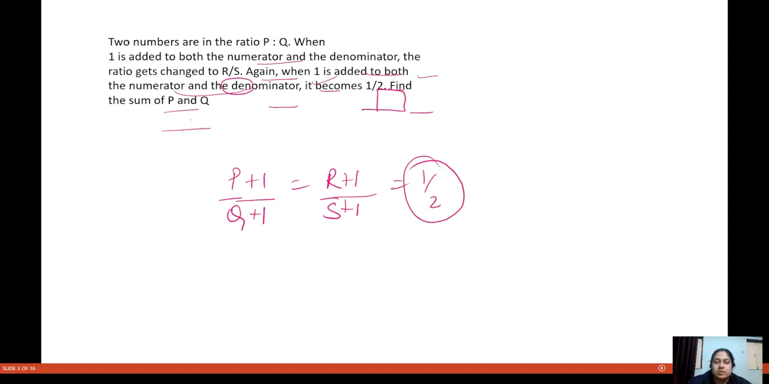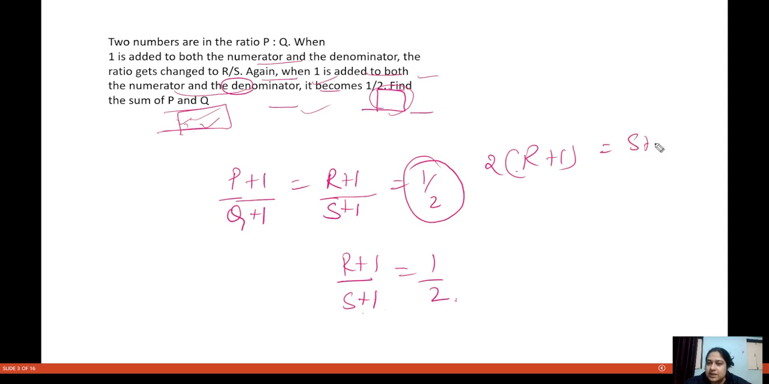Okay, so let us see how we can do this. Basically, it is saying R plus 1 and S plus 1 are in the ratio of 1 by 2. Either you can do this directly. How? R plus 1 into 2 is equal to S plus 1, so you can get R in terms of S here. So 2R plus 2 is equal to S plus 1, so 2R is equal to S minus 1. So we have one relation as this.